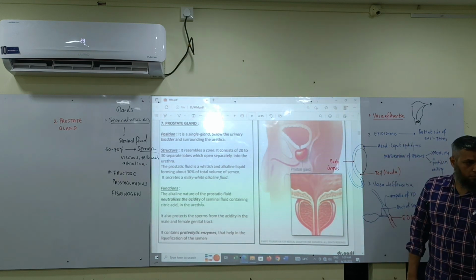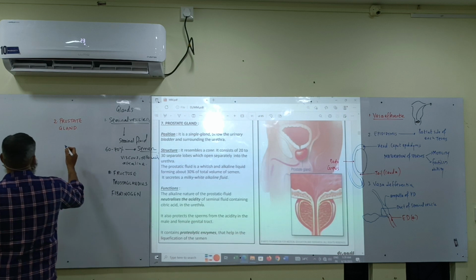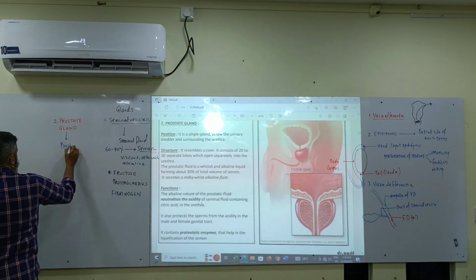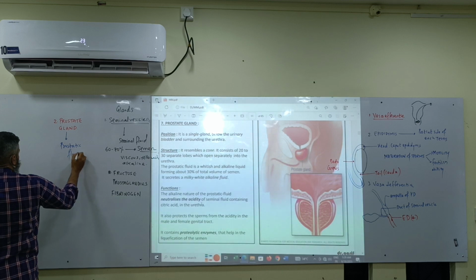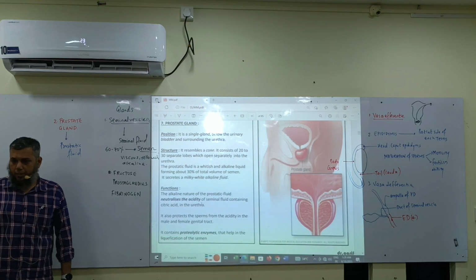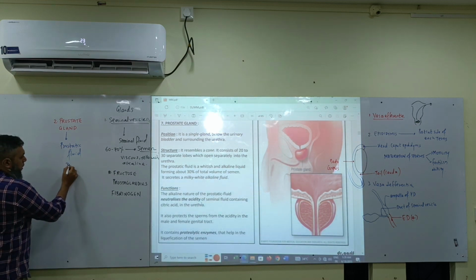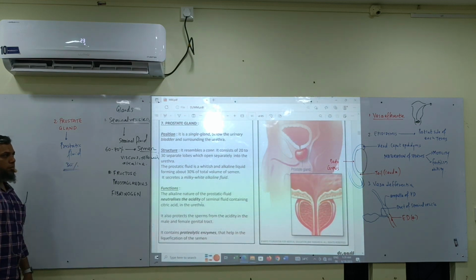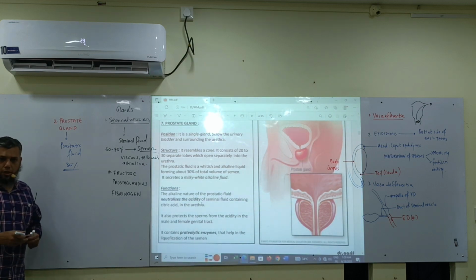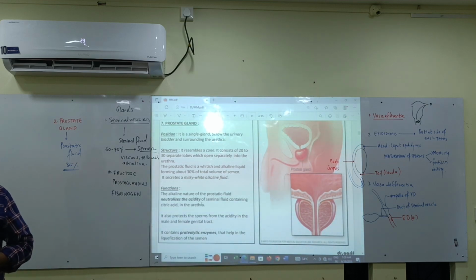Urethra. Okay? And it secretes a fluid. And what is that fluid called? The fluid will be called as prostatic fluid. Prostatic fluid. Okay? It's a milky white alkaline fluid. How is the fluid? It's a milky white alkaline fluid. And that will contribute to almost about 30% of the volume of the semen. Okay? And as it is alkaline, it will neutralize the acidity of the vagina.